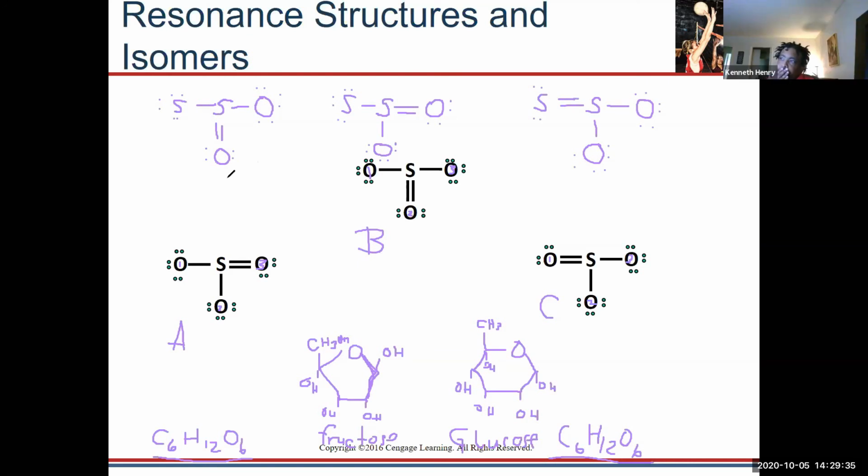Okay, so we have A, B, and C. So which ones are resonance structures of each other and which ones are isomers to each other?